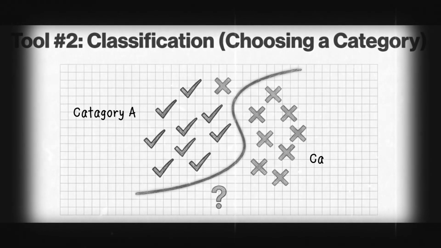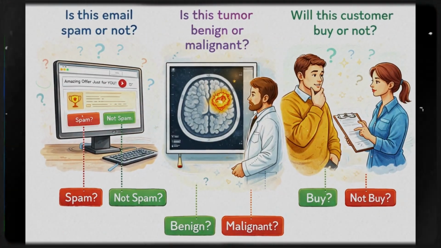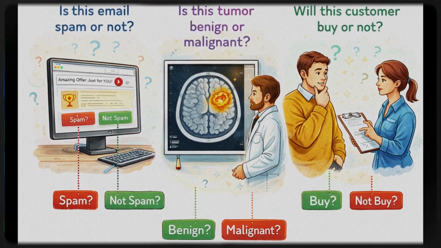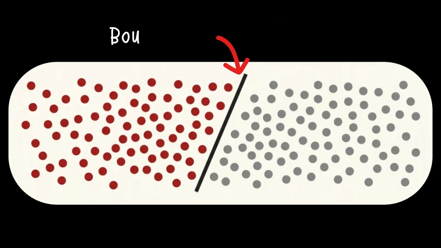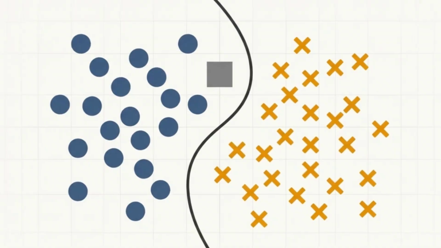Classification is putting things into categories. Is this email spam or not? Is this tumor benign or malignant? Will this customer buy or not? It's all about drawing boundaries between different classes in your data.